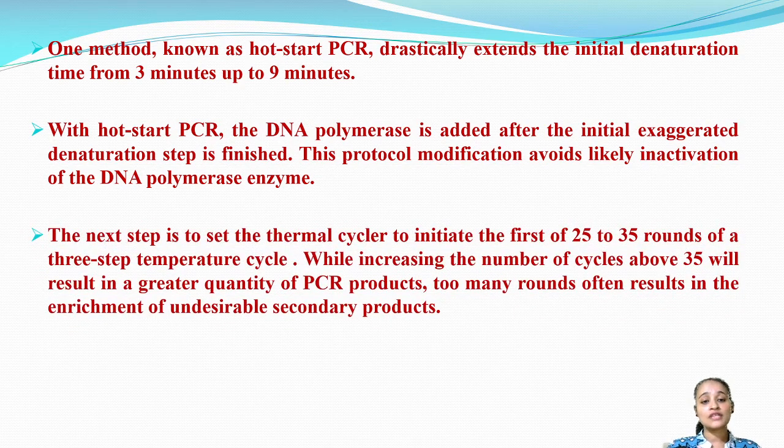The next step is to set the thermal cycler to initiate the first of 25 to 35 rounds of your 3-step temperature cycle. As I told you, we are going to carry out 25 to 35 cycles of PCR. Increasing the number of cycles above 35 will result in a greater quantity of PCR products, but too many rounds often results in the enrichment of undesirable secondary products.